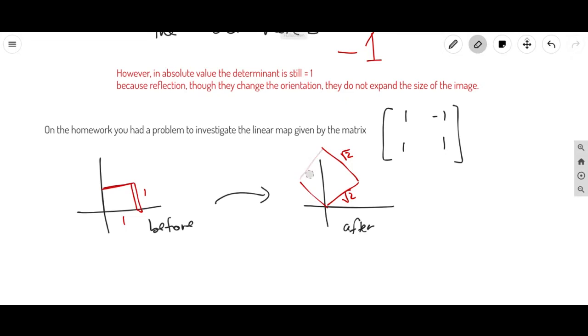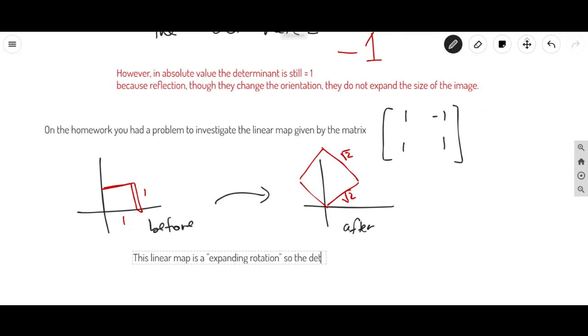The linear map had a spatial distortion. It expanded the size of space. But it also rotated the square a little bit by an angle of, it appears to be, 45 degrees. So here we can see this linear map is, you can say, an expanding rotation. It's like a rotation that is growing in size.